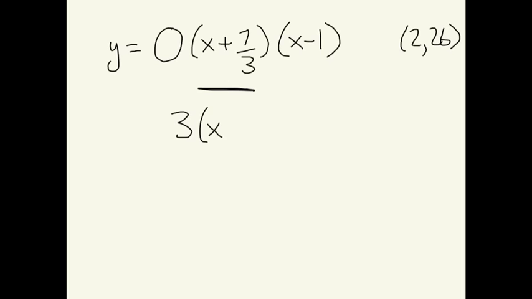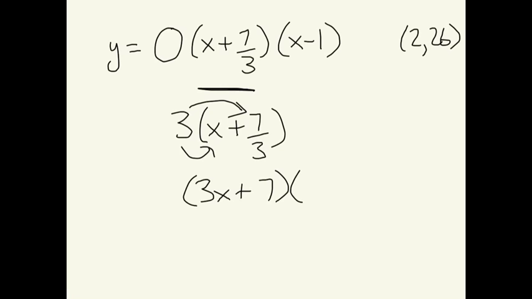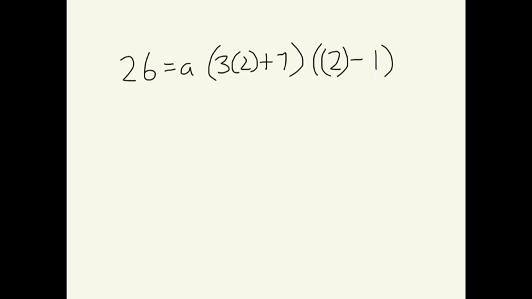So you've got 3 on the outside. You got x plus 7 over 3. That's going to be distributed within the bracket, so you're left with 3x plus 7, x minus 1. And so what we're going to do is replace the x's with 2. We don't know what a is, and y is going to be replaced with 26. So here I've replaced the x's with 2 and the y with 26.